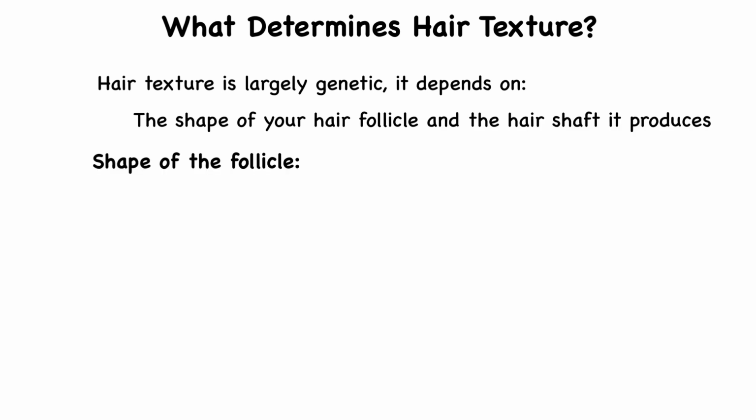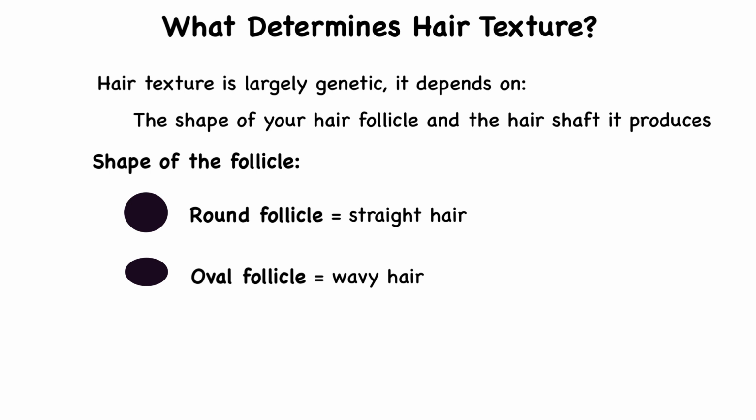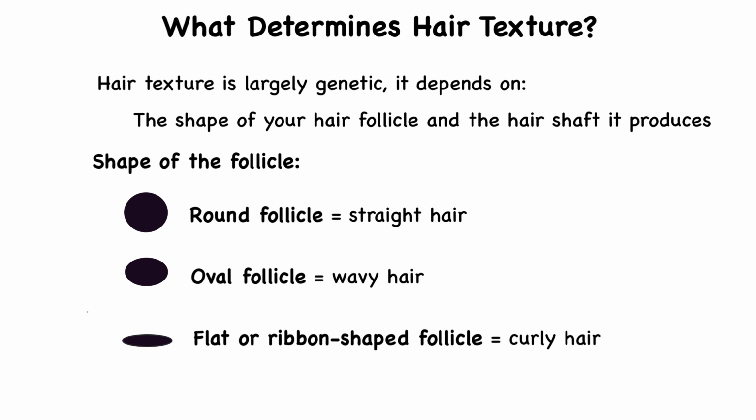So if it is a round follicle, then that's going to be straight hair. If the follicle is oval, then there will be wavy hair. And if the follicle is flat or ribbon shaped, then there will be curly hair. The texture of the hair is also influenced by how keratin proteins are distributed and how disulfide bonds form along the hair shaft. More bonds and asymmetry is going to have more curl in the hair.